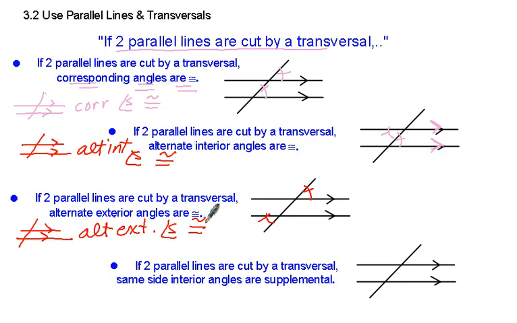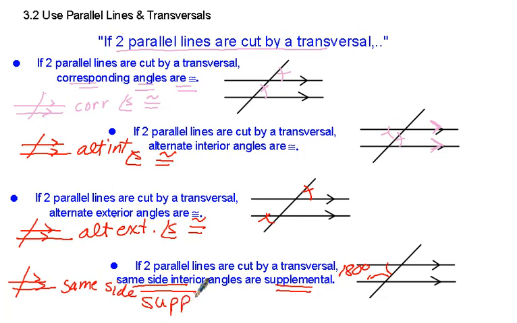And last in this section, if two parallel lines are cut by a transversal, we have same side interior angles are supplementary. We sometimes say same side supplemental, and sometimes we say consecutive angles. So we have two angles here. They're not congruent. They add to 180 degrees. So we would say if two lines are parallel and cut by a transversal, we can say same side supplemental. Your book also uses consecutive.